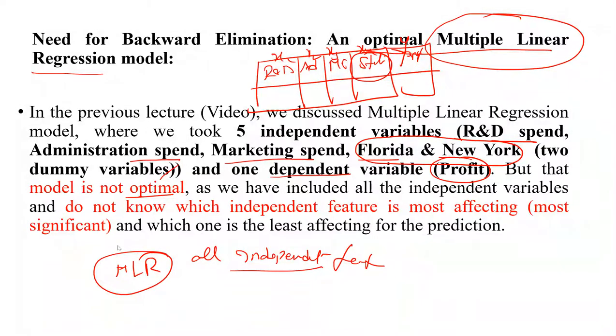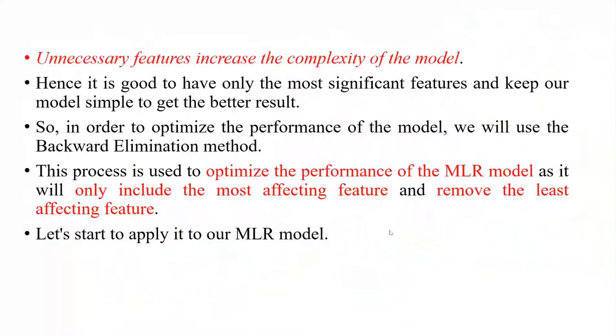With the help of the backward elimination method, I have to choose the best independent features, and find which one is the least significant for prediction. So this is the thing. Unnecessary features increase the complexity of the model.